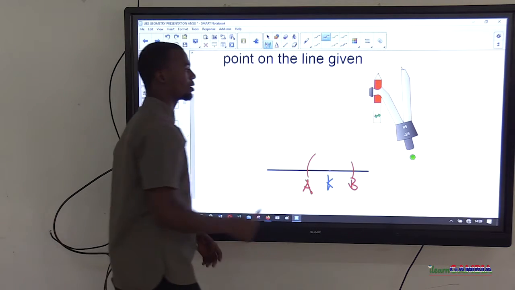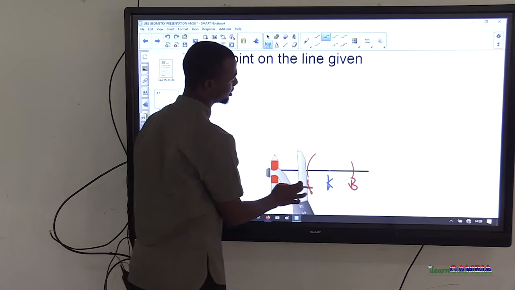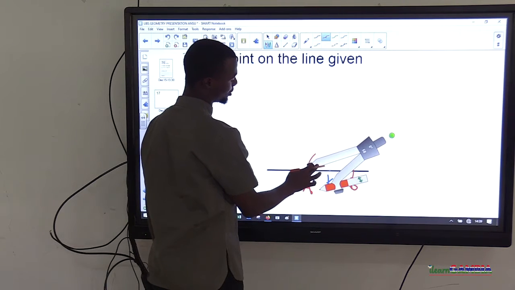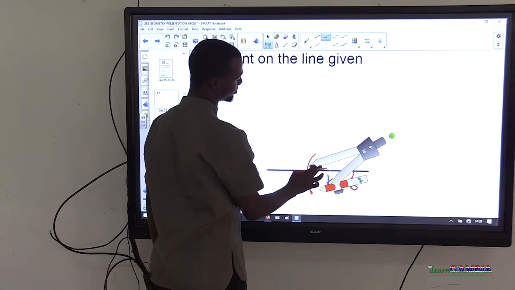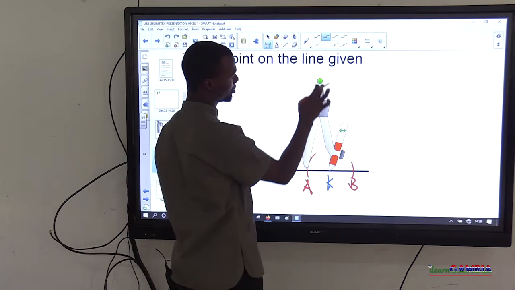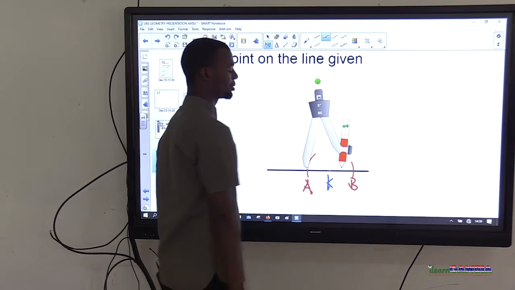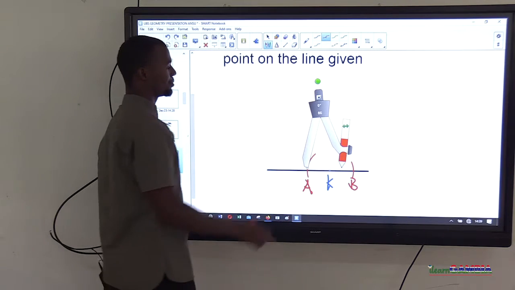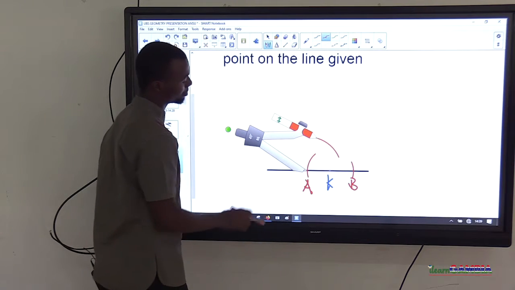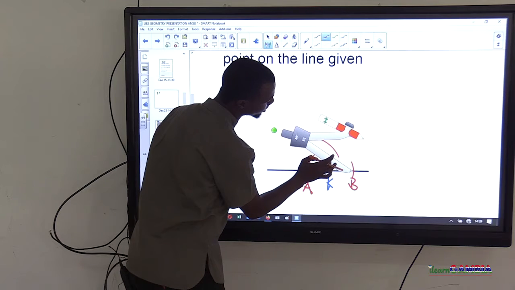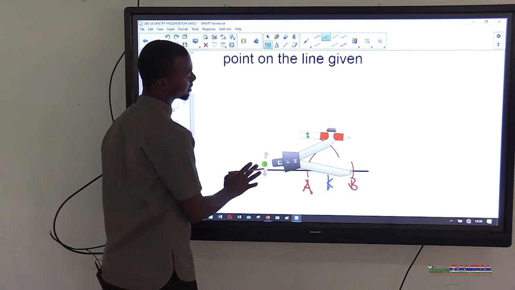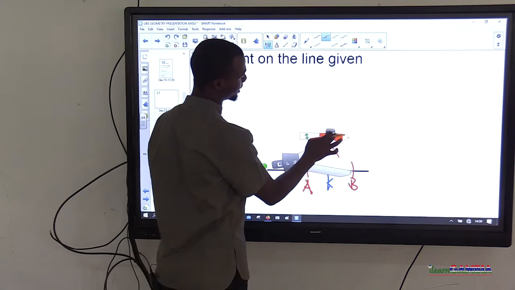What we do now, we use our compass. We stand at least more than half of the line AB. So this is half. We have to go more than half of the line. So here is more than half of the line. We draw an arc on top of the line. Then we go to the other side, or down if you wish, if you want your angle to come from down. Then we draw another arc to cut the previous one.